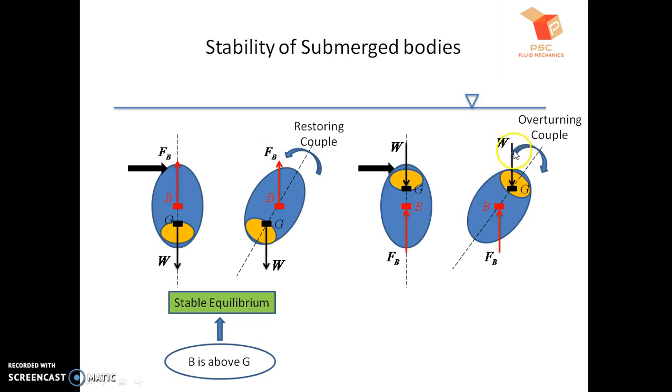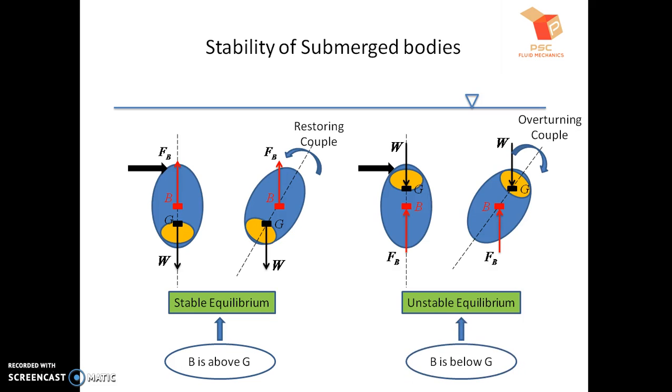And now what will happen? Because of this overturning couple, the body will get overturned. It will not come back to its original position, and hence this equilibrium is known as unstable equilibrium. So in unstable equilibrium, the body will not come back to its original position after having some external disturbance, and this condition will be there when B is below G. So now we can define the conditions of stability of submerged bodies: when B is above G, the body will be under stable equilibrium, and when B is below G, the body will be under unstable equilibrium.